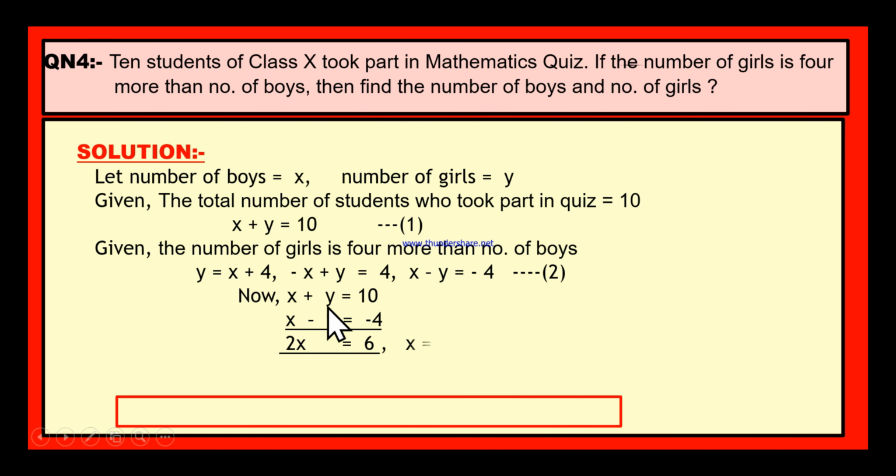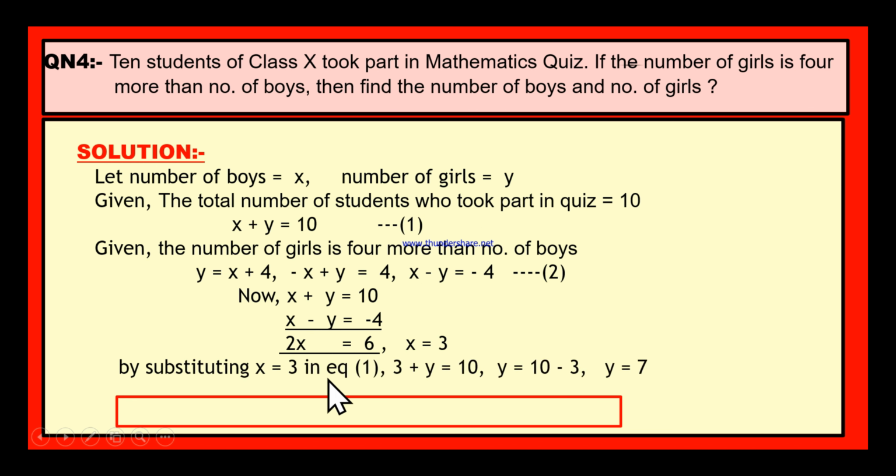If we add, x plus x is 2x, and plus y and minus y cancel, that is equal to 10 minus 4, which is equal to 6. Or x is equal to 6 divided by 2, which is equal to 3. x is equal to 3. By substituting x is equal to 3 in equation 1, x plus y means 3 plus y is equal to 10, and y is equal to 10 minus 3, which is equal to 7.